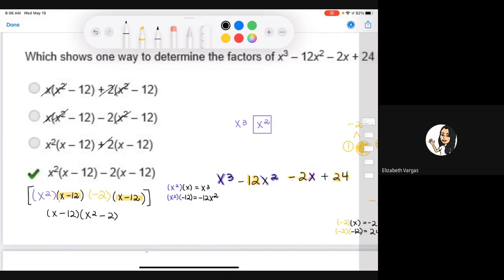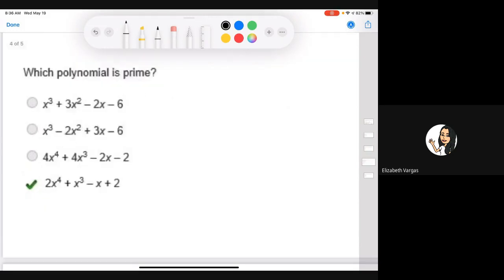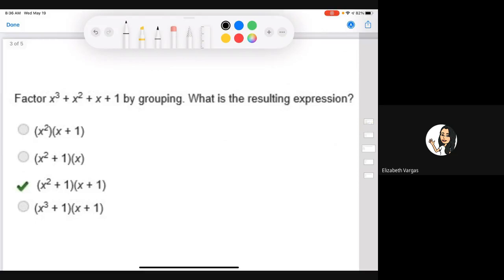So this is basically what you're going to do through each of these problems. You're just going to go ahead and factor those polynomials. So I'll look at a different one. Here is a different one. This one, you're actually looking for the resulting expression, so you want to get to the end point.